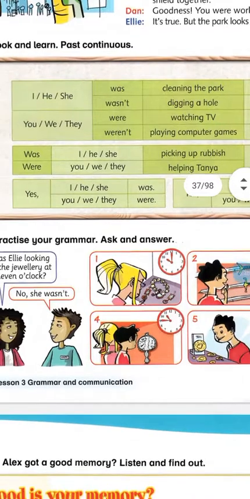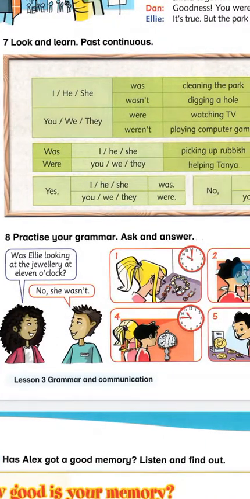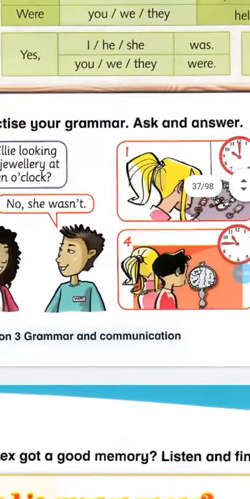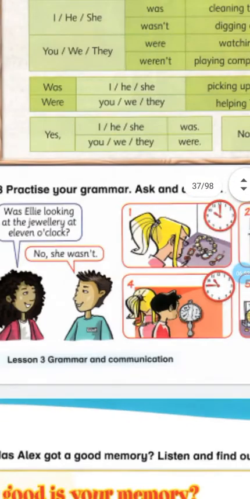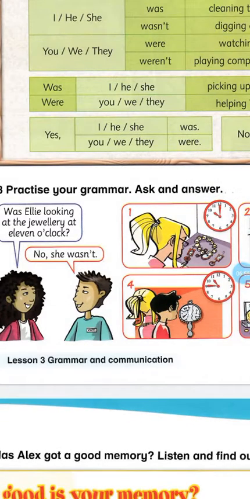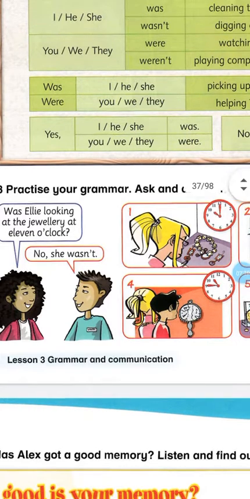Now let's practice on these pictures. The first question I'll ask you and then you'll answer. The first picture. Was Ali looking at jewelry at 11 o'clock? No, she wasn't. The next picture.